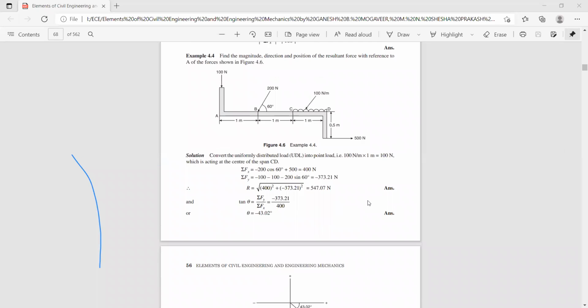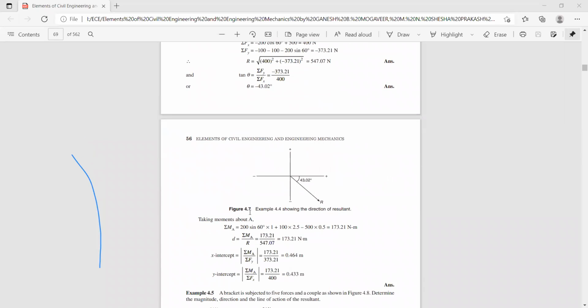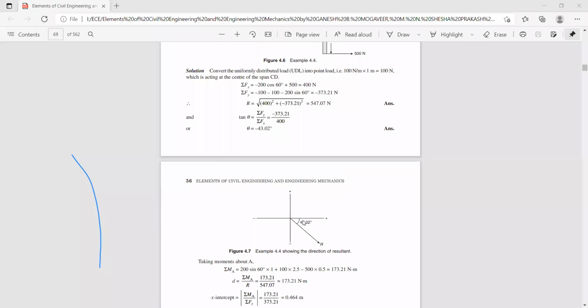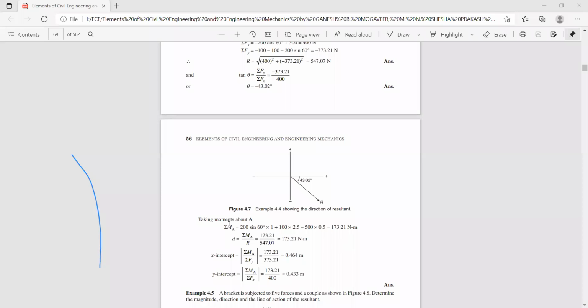So now let us check the values of sigma MA. You can see here 200 sine 60 into 1 plus 100 into 2.5 minus 500 into 0.5, because we can neglect these two, this one and the horizontal component of this 200 Newton force. So thereby we will get sigma MA is equal to 173.21 Newton meter. So the sum of moments is positive. So hence you can show the direction of the moment like this.